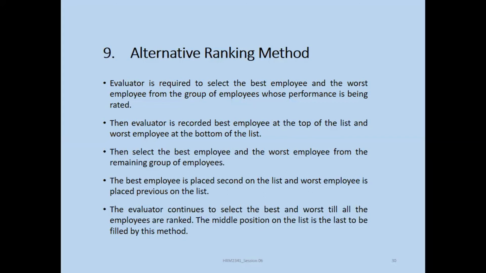Here is the difference between the rank order method and the alternative ranking method. In the rank order method, we start from rank number 1 and end with the last rank. But here, we start from rank numbers 1 and 10, and we end with the middle rank.